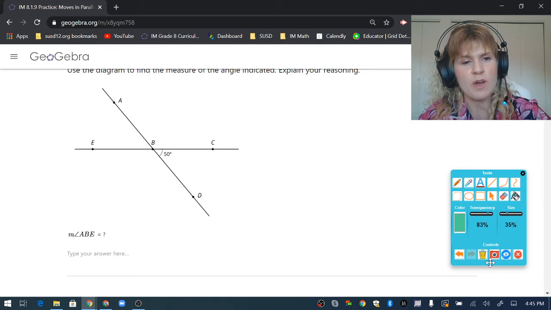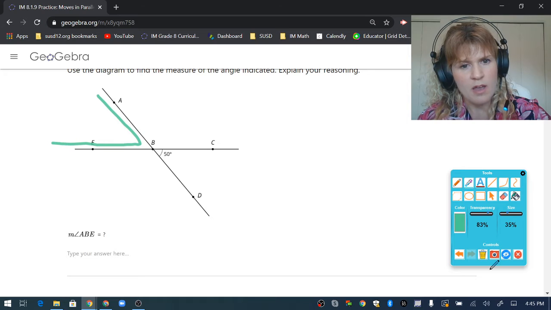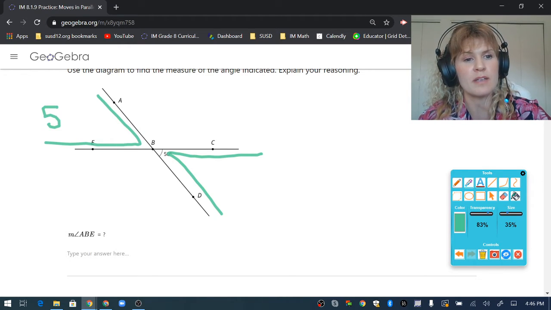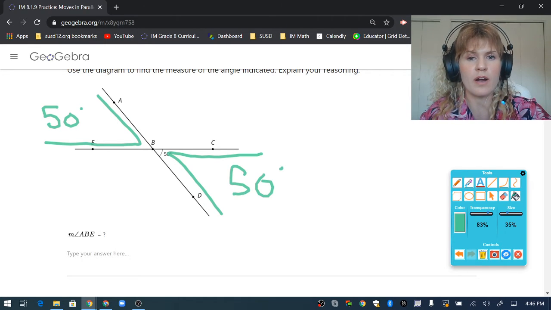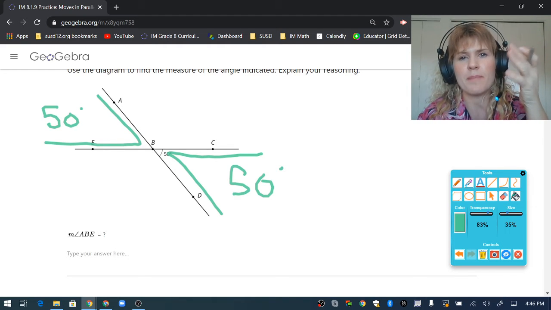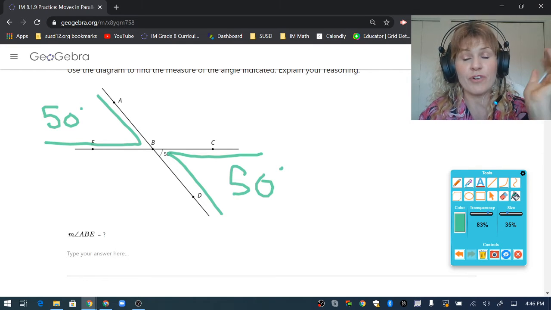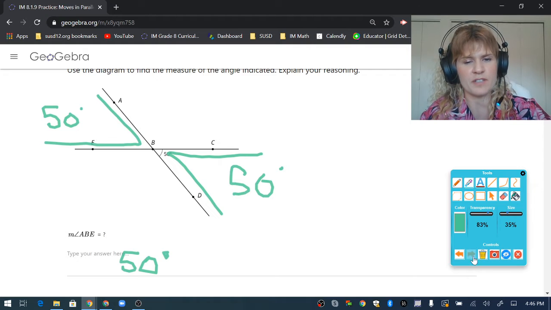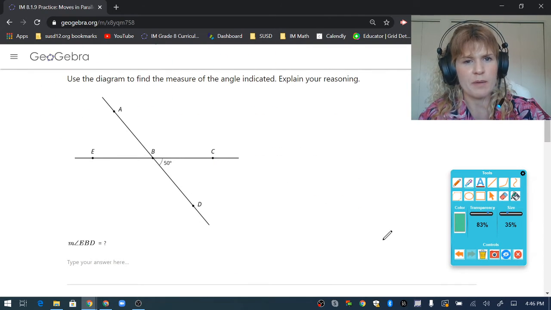Let me draw that a little cleaner to help you remember. Vertical angles have the same measurement. In this picture, these two vertical angles are 50 degrees. They are congruent. That means the same measurement. Vertical angles are congruent. Okay, type your answer here on the line, 50 degrees. Let's go to the next problem.